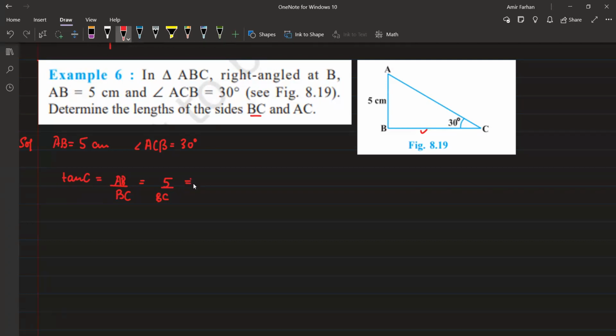So what is the value of tan 30? Put the value of C as 30. Take the reference from the table. Please let me know. 1 by root 3.